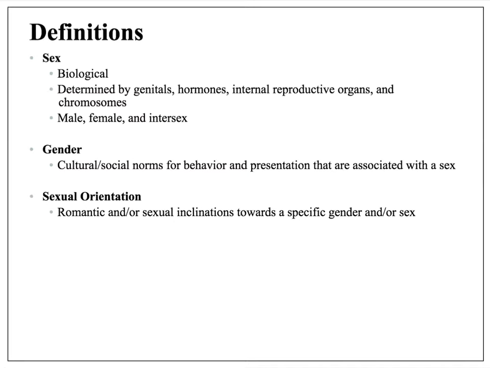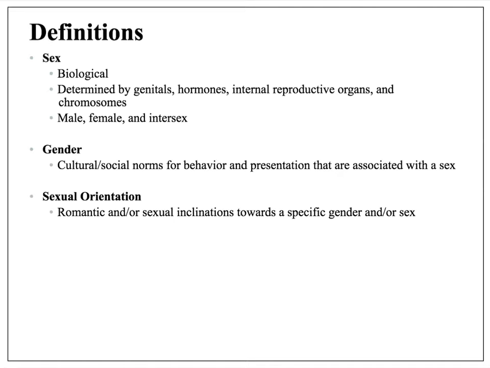The first term is sex. Now, I don't mean the verb sex or to have sex. I'm going to give you a definition that I will be using throughout the rest of today's lecture. For purposes of this course, the definition of sex is the biological basis of humanity that is determined by genitals, hormones, internal reproductive organs, and also chromosomes and chromosomal makeup. Typically, someone's sex, we have male, female, and another category that I will share with you called intersex.